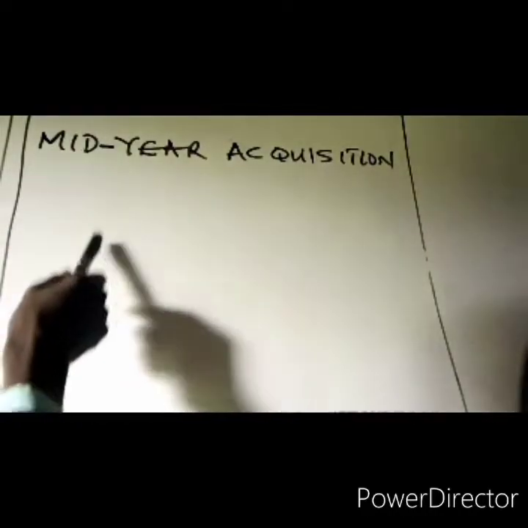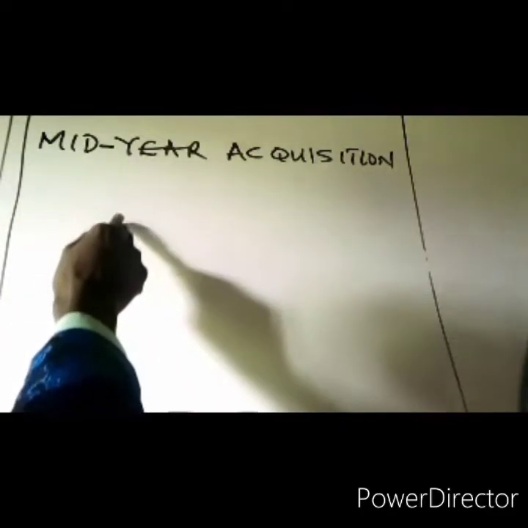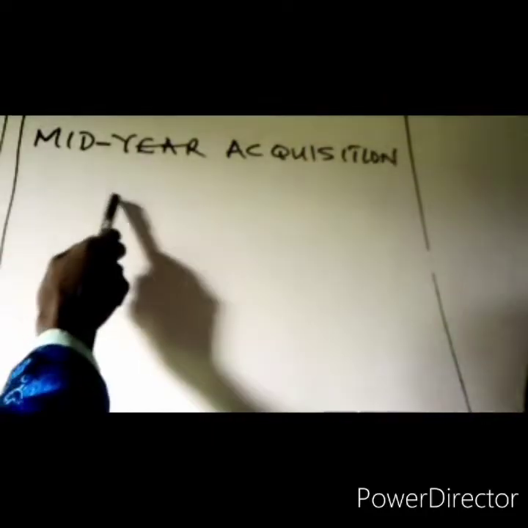So where the subsidiary is acquired partway through the year of consolidation, I want you to know that it is only the statement of profit or loss that you will apply the part year method to. You don't apportion the statement of financial position. It is only the statement of profit or loss that will be apportioned.